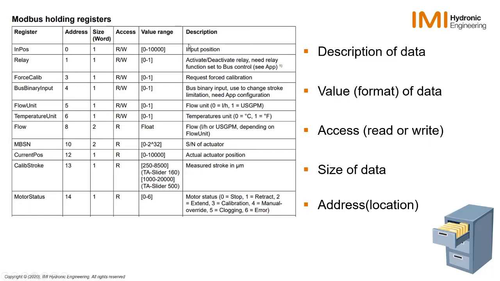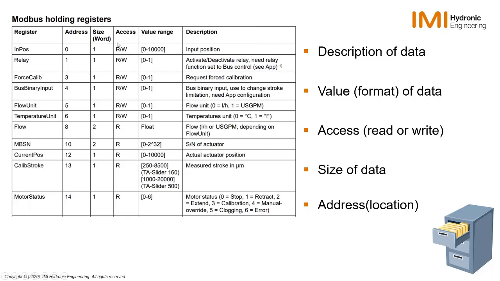Then you have the value range or the format of the data. It will tell you what range your data will be and how it will look. So here you will have 0 to 10,000. Your data will be somewhere in between there. So that will be your input position, like 0 to 10 volt, but 0 to 10,000 instead. Or relay 0 and 1 to either activate or deactivate it. Request a force calibration you do by having a 1 in this one, and with a 0, you don't do anything. So the value range is describing what the data will be and what format it will have.